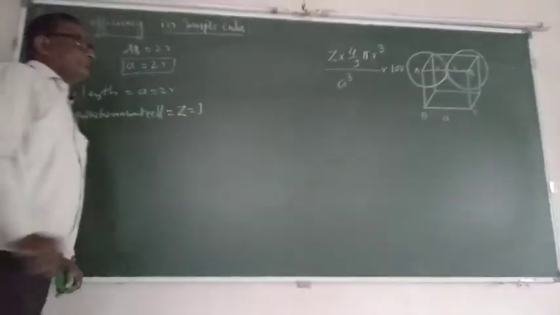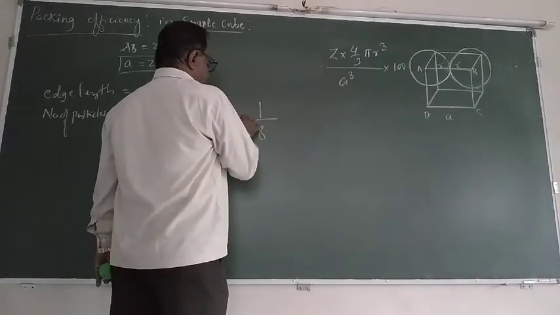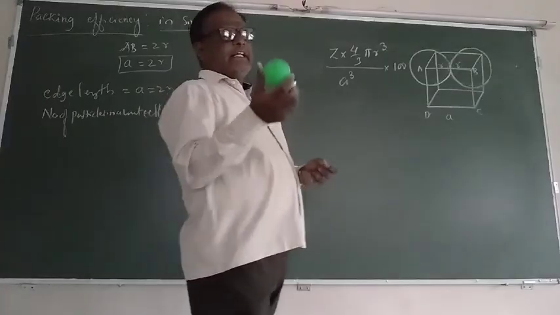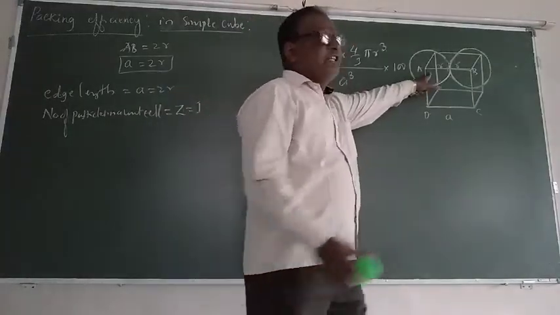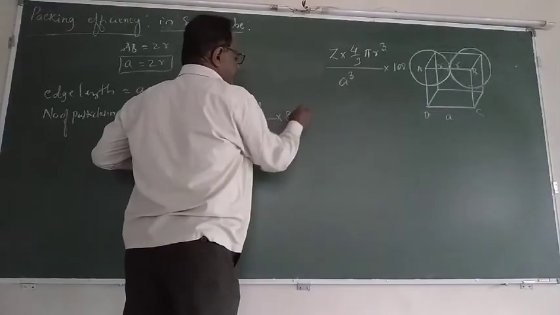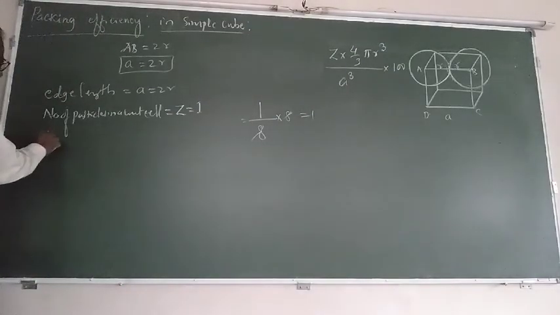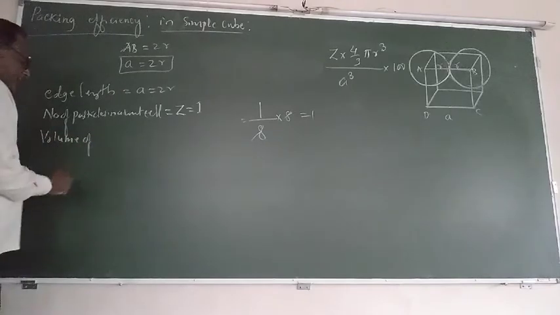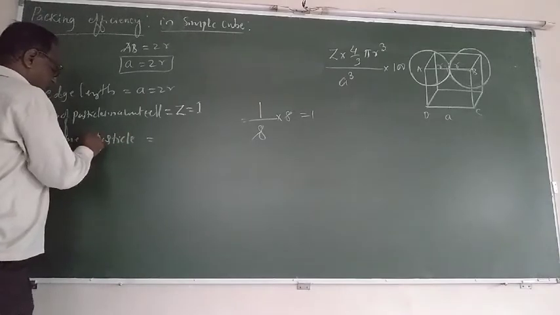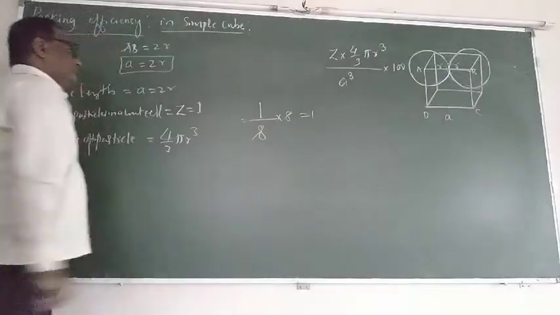In case of the simple cube, the particles that are present in the corner, the number of particles is equal to 1 by 8, because 1/8 part of this particle is shared by this unit cell if it is present in the corner. Therefore 1/8 into 8, this cancels, this is equal to 1. Now volume of a particle or sphere, one particle, is equal to 4 by 3 pi r cube, you know.